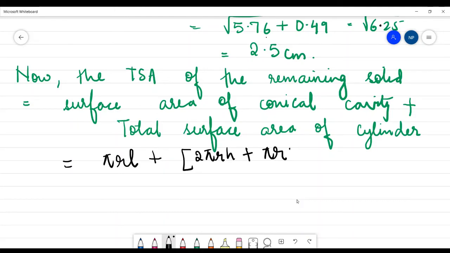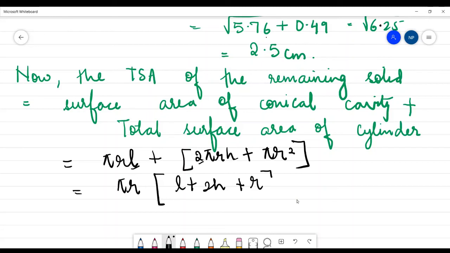r square. Okay, so from here we will get pi r, which is common. We will take pi r common. We will be left with L plus, now pi r is gone, we are left with L, twice of h, and from here we are left with r. One r is left over here.